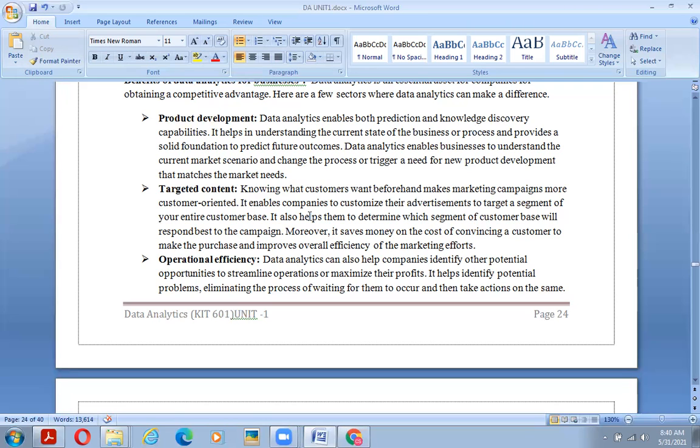These are the things which push companies to develop that product. That is simple data analytics.